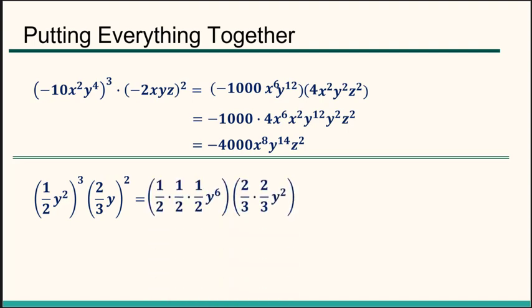I have broken it apart so that I can work with my numbers and my letters separately. Now, be very careful on this, because 1/2 times 1/2 times 1/2, that is 1/8. So, got that done. 2/3 times 2/3, when I multiply, just go straight across. That's 4/9. My y's are still where they're at.